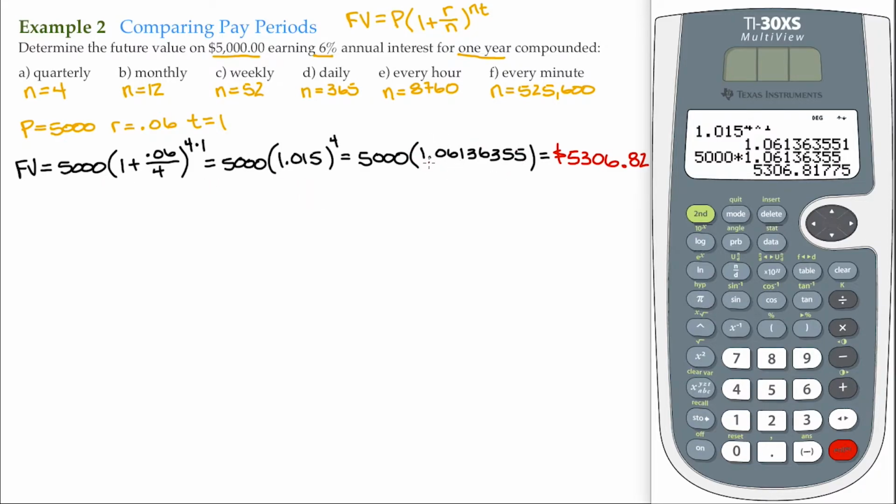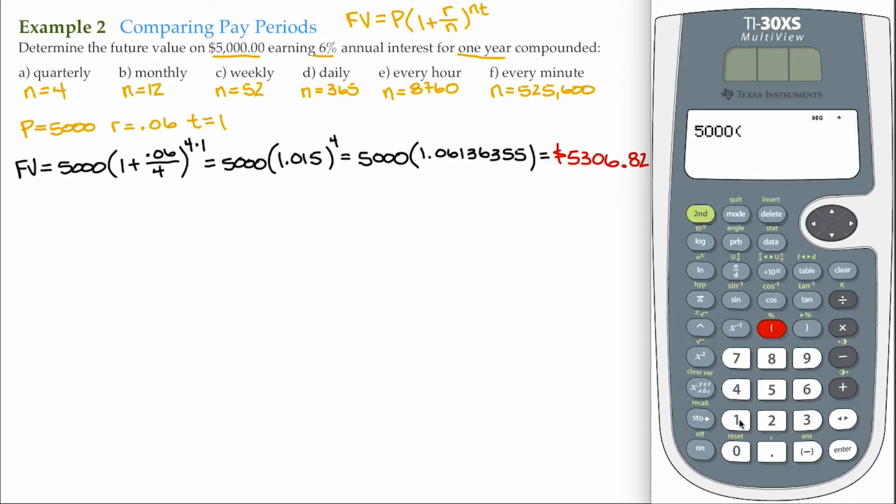So rather than go ahead and do it this way where we have to figure out each individual term in here, we're just going to go ahead and type this in just as we see it right here. So I'm going to clear this out. And I'm going to put down 5,000.